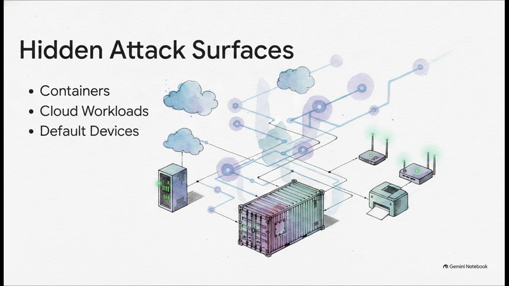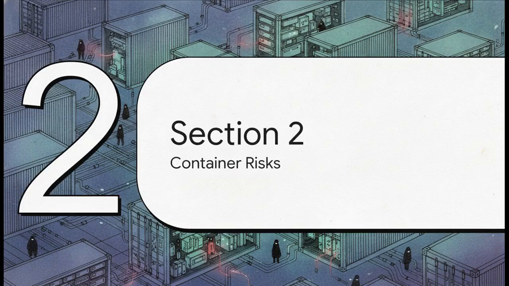And please, do not forget your hardware. Network devices, switches, access points, even the office printer. They usually have IPv6 active right out of the box on factory defaults. You've really got to audit your devices, because these interfaces are active right now. Moving right along to Section 2, hidden container attack surfaces.